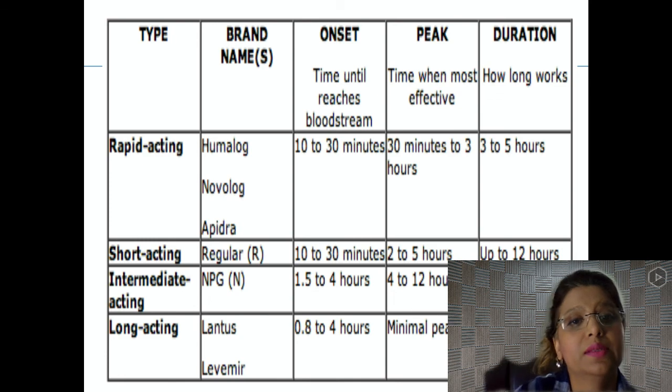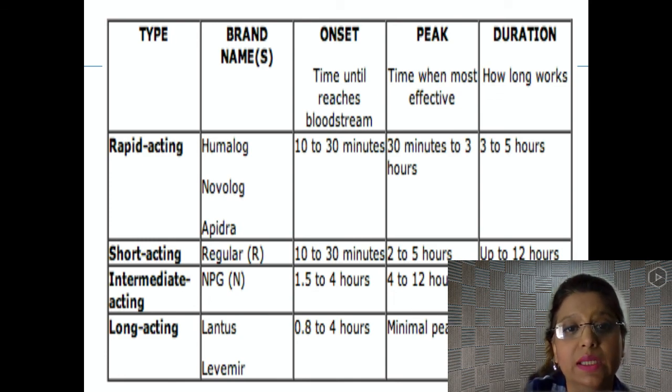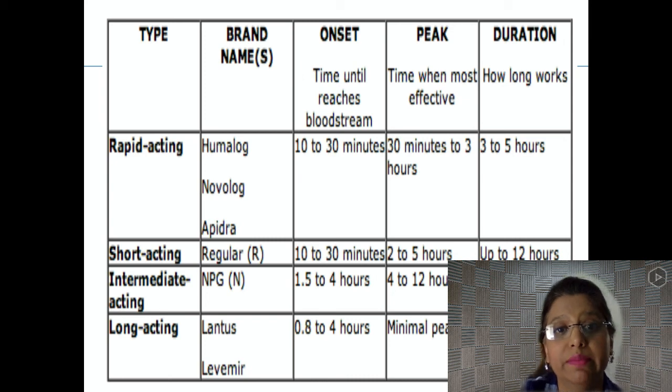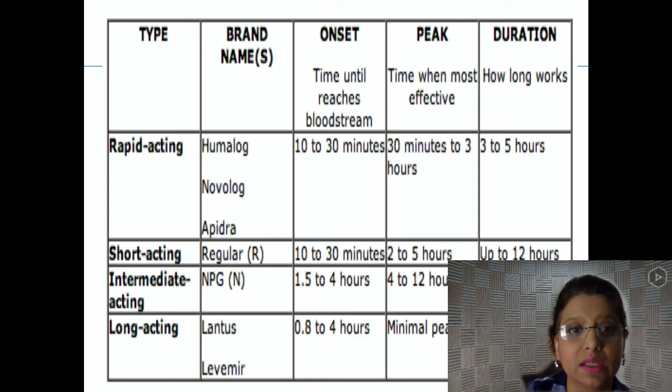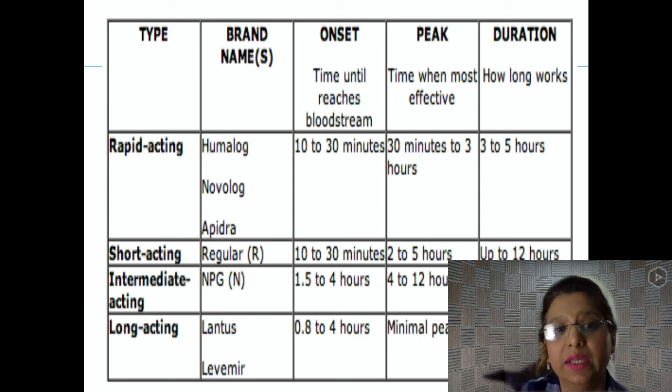Short acting insulin is regular insulin, which has a 10 to 30 minute onset, and then peaks in 2 to 5 hours and lasts up to 12 hours. Intermediate acting insulin is NPH. It starts functioning in 1.5 to 4 hours, peaks in 4 to 12 hours, and lasts up to 24 hours.